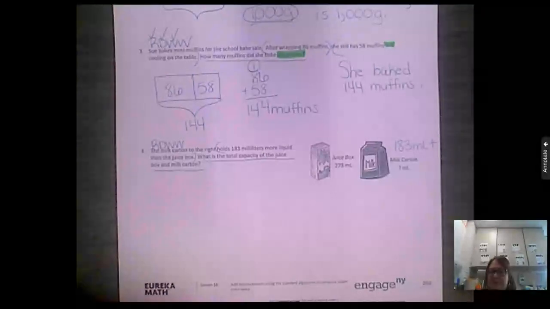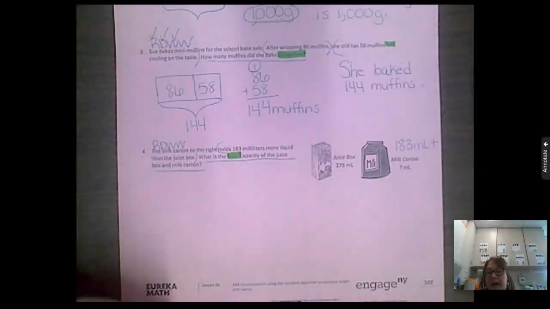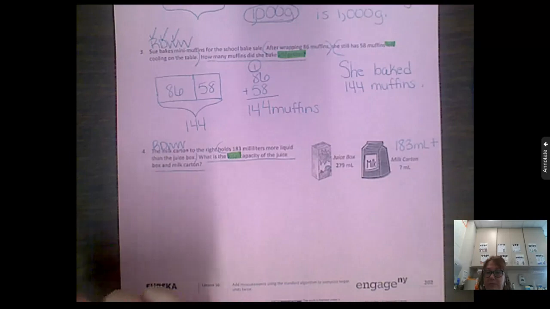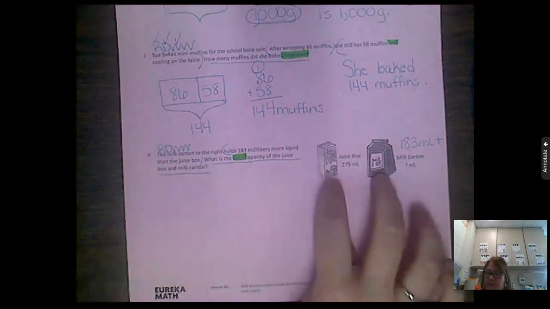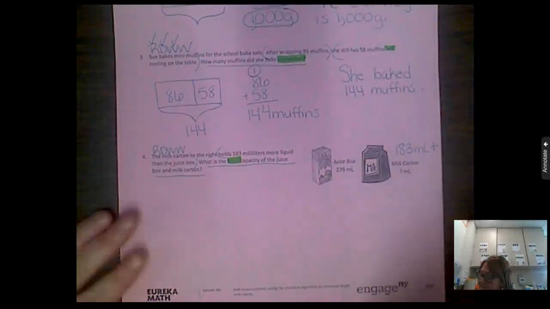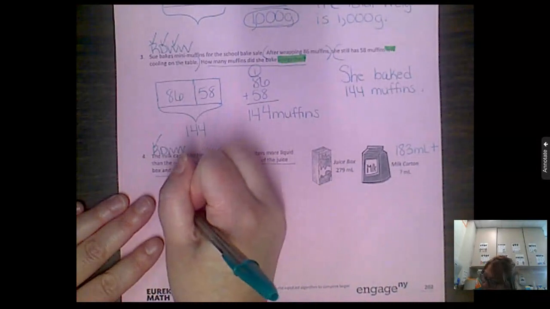Do we see a clue right there? Total, right? What is the total capacity? Total tells me that I'm either going to add or multiply. In this case, do I have equal groups? These are not equal in size, so I'm not going to multiply. I would add. All right, so check that off.